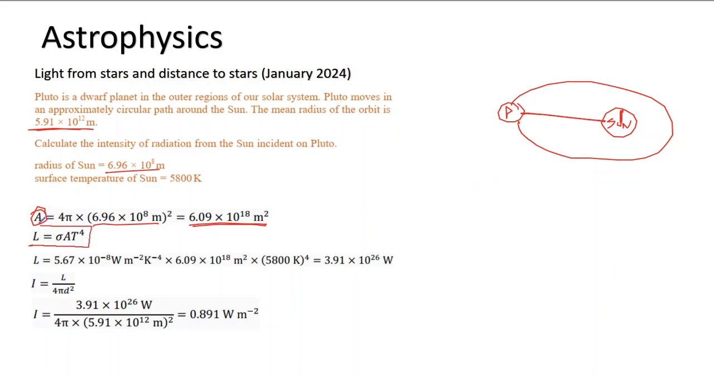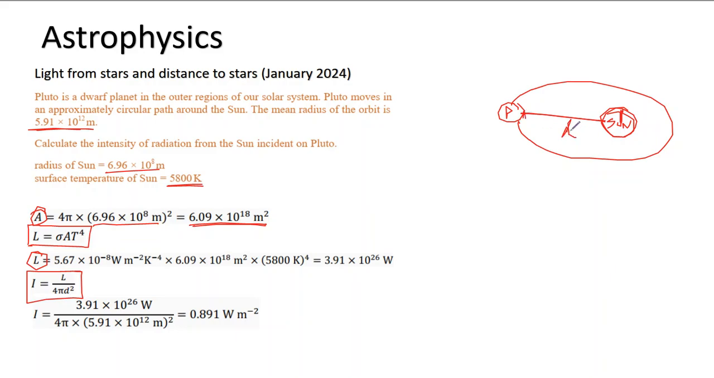L equals sigma times surface area times T to the power 4, and T is also given over here. With this you find out the luminosity of the sun, and then you use the inverse square law to calculate the intensity. Just plug in the value of luminosity over here, but this D is actually this distance.